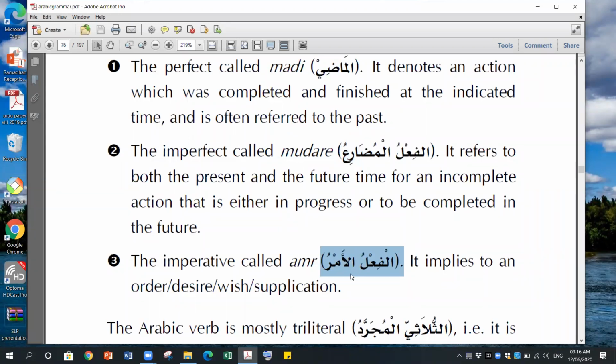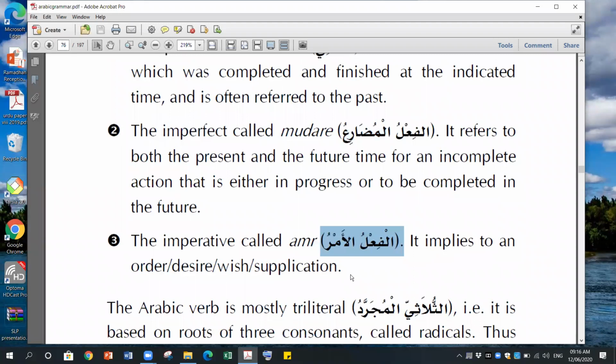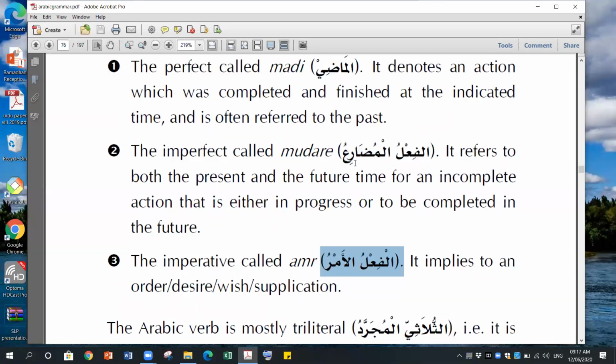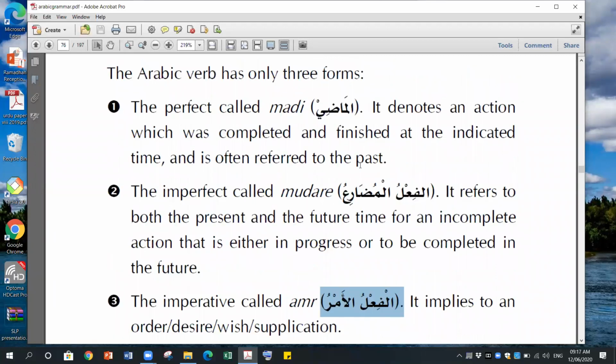Hukam means order. And fi'lul nahi means to stop something, an order to stop something. So both are made from fi'lul mudari. Once we understand fi'lul mudari, then we will talk about fi'lul amr and fi'lul nahi, both. But today our lesson is about fi'lul madi, the first one.